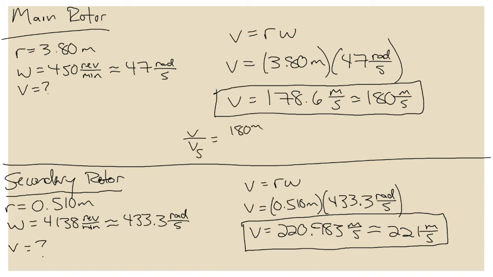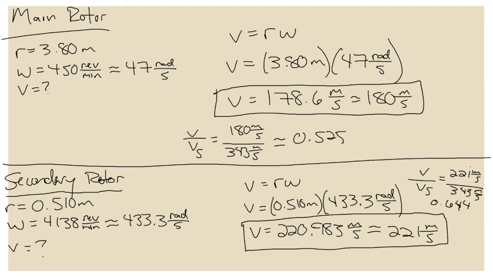And so if we take 180 meters per second over 343 meters per second, we get 0.525. This is only about 50% of the speed of sound, still not that close, should be good enough to operate as intended. And then, of course, for this secondary rotor, we have 221 meters per second over 343 meters per second. And what we get there is 0.644, 64.4% of the speed of sound, still well within the range.